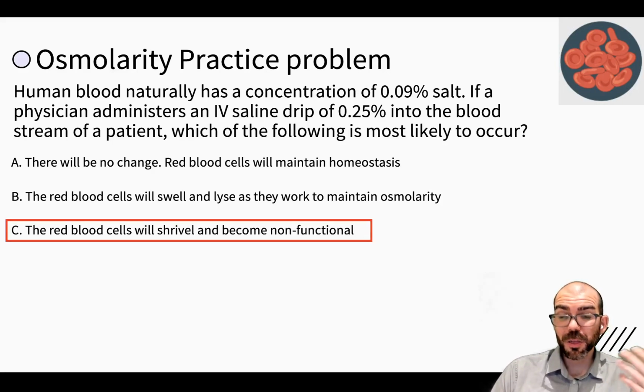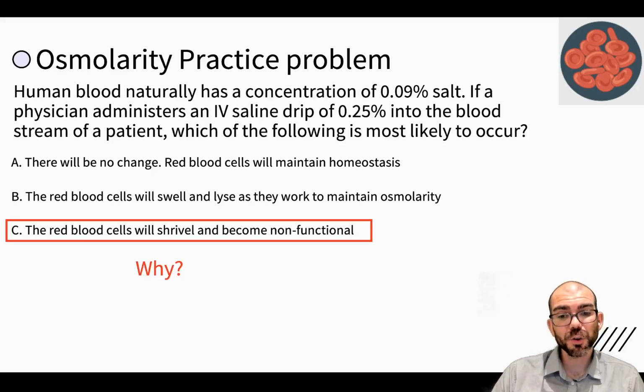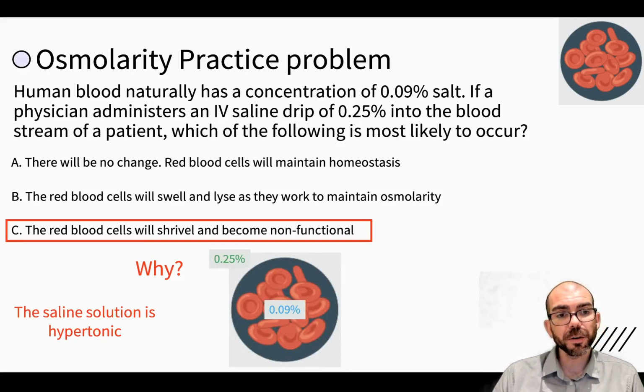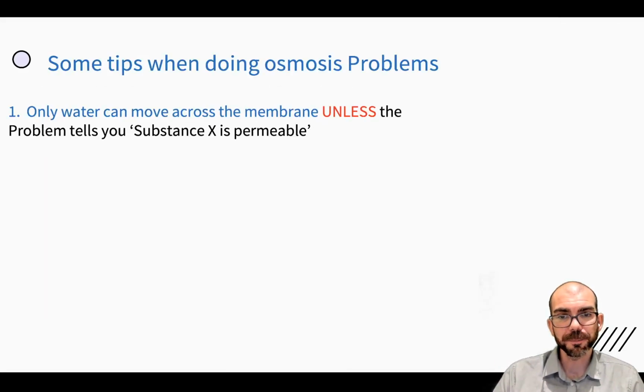Well, in this case, those red blood cells are going to shrink and shrivel. Why? This is a hypertonic solution for the blood cells. The blood cells have a concentration of 0.09% salt, but the solution they're in has a much greater concentration of solute at 0.25. Because osmosis always moves water from a higher concentration to a lower concentration, water will exit the red blood cells and go to the solution.